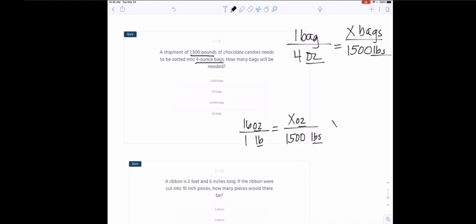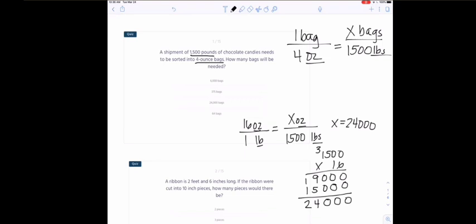Okay, so now that I've done that, I'm going to do X times 1 is X, 1,500 times 16. I'm going to do it right here. 6 times 0 is 0, 6 times 0 is 0. 6 times 5 is 30, carry the 3. 6 times 1 is 6, plus 3 is 9. Now I'm going to put a placeholder 0. 1 times 0 is 0, 1 times 0 is 0, 1 times 5 is 5, 1 times 1 is 1. 0 plus 0 is 0, 0 plus 0 is 0, 0 plus 0 is 0. 9 plus 5, 14, carry the 1. 1 plus 1 is 2. So X is equal to 24,000.